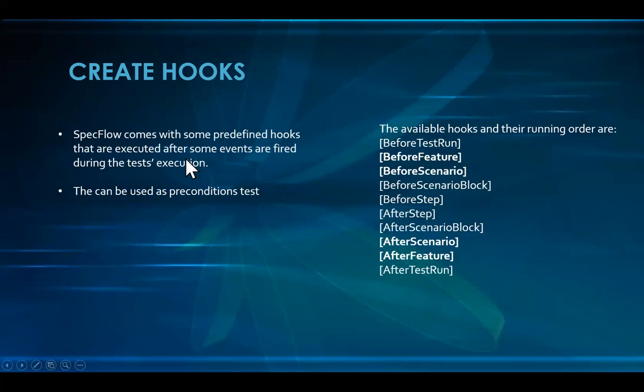I've kind of explained this. The available hooks are before test run, before feature, before scenario block, before step, after scenario block. But not everything is used. The ones I highlighted in bold, before feature, before scenario, after feature, those are the common ones. You don't normally see people use before step because, to be honest, it doesn't actually make a lot of sense to use them. Before test could be useful, but it's not used every time.